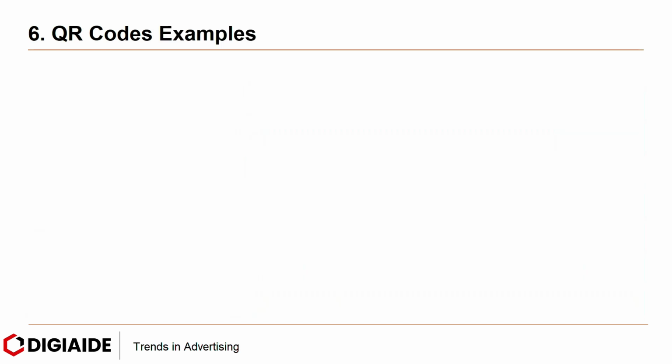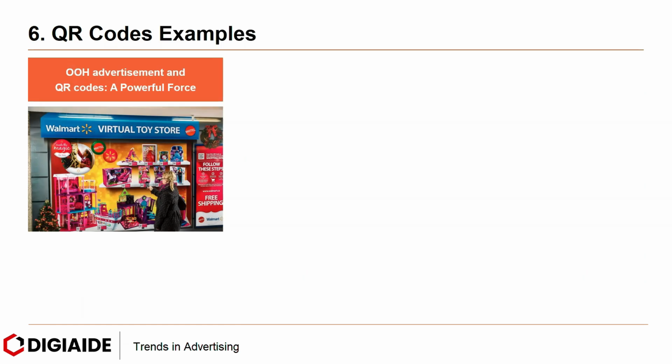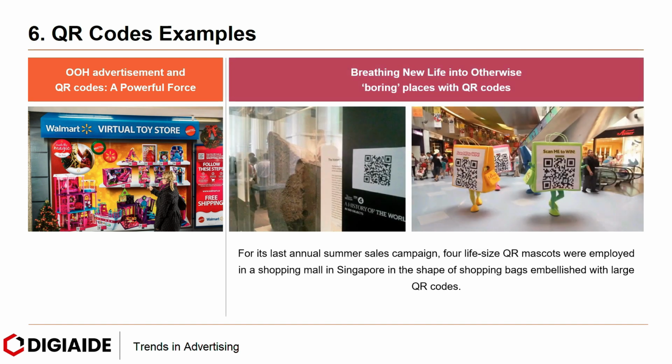Some of the creative examples of the usage of QR codes are the first case, a virtual toy store at Walmart, where details about the toy are available only when you scan them. And then breathing new life into otherwise boring places with QR codes, a museum, and in this case a shopping mall in Singapore, where 4 life-size QR mascots were employed, embellished with a large QR code.